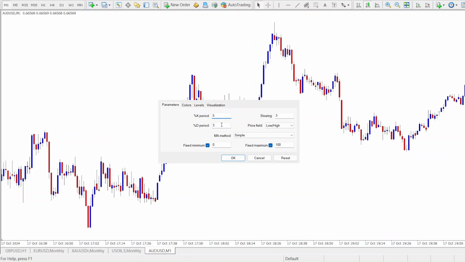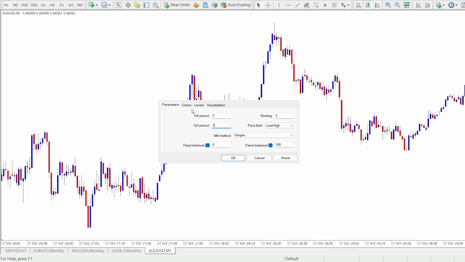Now, as for the percentage D, we're going to be setting it to 3. This is the moving average of the percentage K line. Keeping this at 3 helps smooth out the percentage K, making it easier to see crossovers and potential trade signals. Now, as for the slowing, we're going to leave it at 3. This adds a bit more smoothing to the percentage K line, preventing it from being too jumpy and reducing false signals in a fast-paced environment.